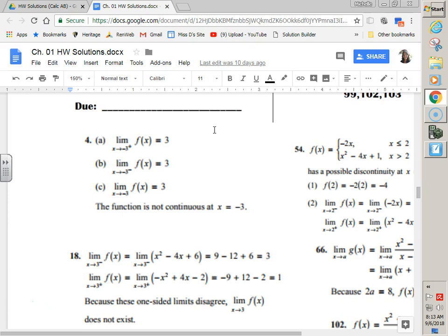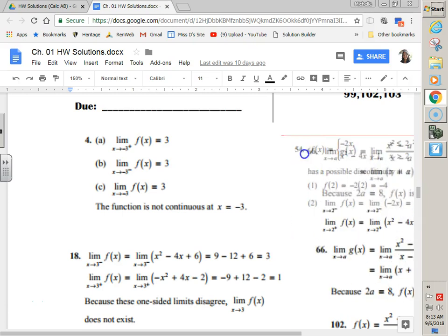Why is the function not continuous at -3? Yeah, it doesn't equal the point. So the limit exists, right? Coming from below, or coming from above, coming from below, agree. The limit exists, but it doesn't equal the point.